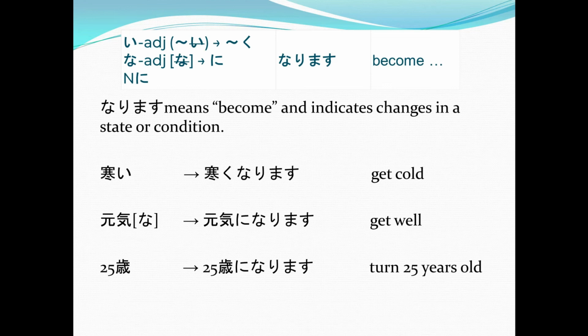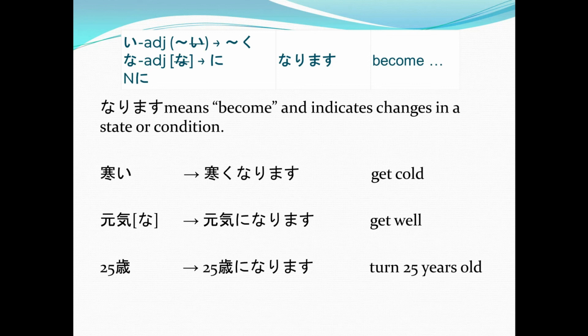Now, what are the other examples that we could have for i adjectives? What if something will become big? So, to be big or large is okii. Now, to get big or to become big, we transform it into okiku narimasu. Okiku narimasu. Removing the last i, changing it into ku, then adding narimasu, which means to get big.